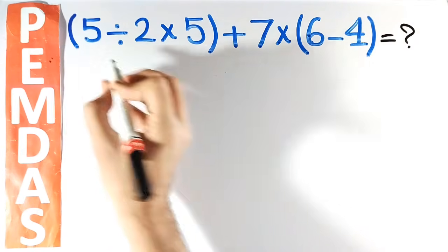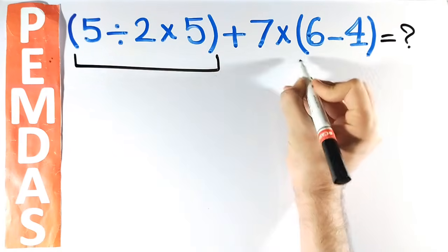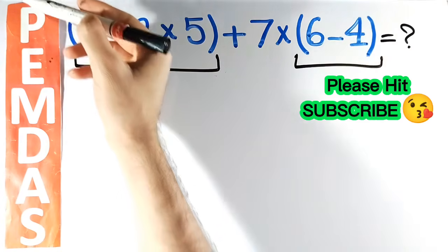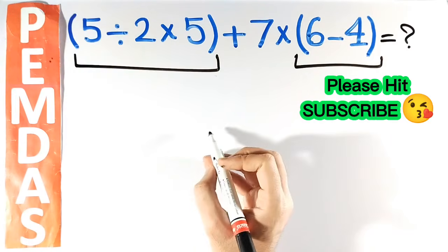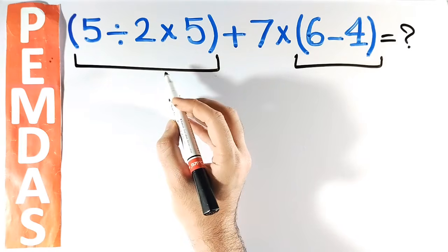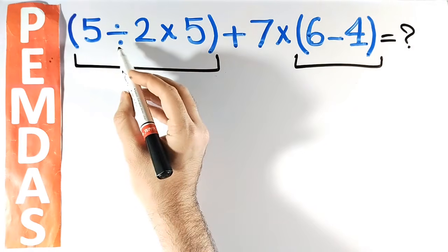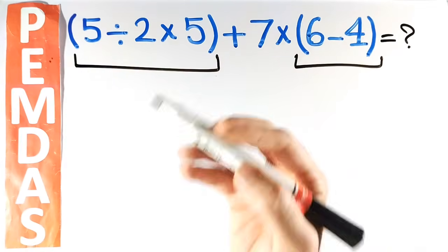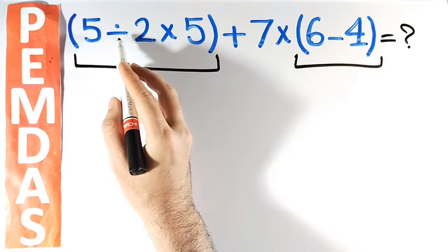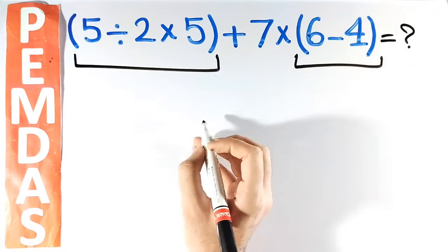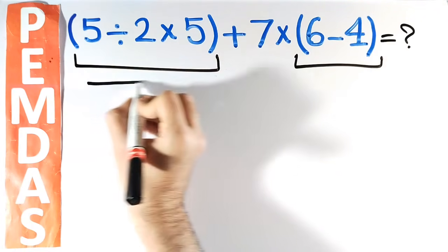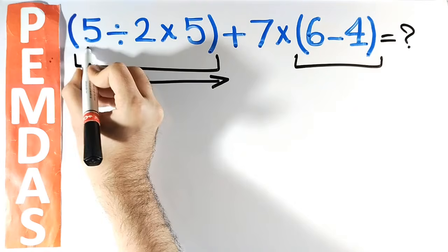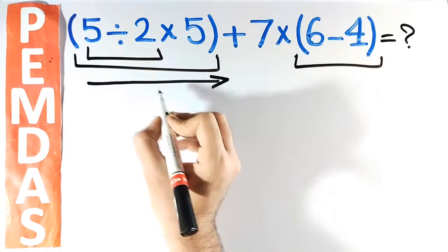According to the PEMDAS rule, first we go for the expression inside the parentheses because P or parentheses have the highest priority than the other operations. And inside the first parentheses, we have one division sign followed by a multiplication sign. It's really important to understand that multiplication and division are at the same level of precedence and we must perform these two operations from left to right. So, first we go for the division between 5 and 2.